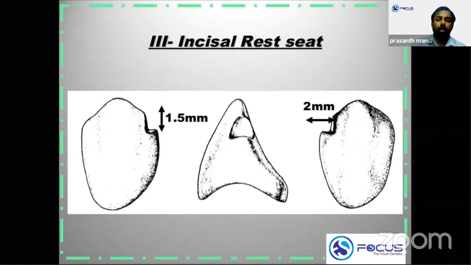Clear? Now coming to incisal rest seat. See, incisal rest seat is placed ideally over the incisors or canines. It will be at the line angles, and it should have a 1.5 mm depth and 2 mm width. Clear? So the depth for lingual rest is also the same, 1.5 mm, and width is 2 to 2.5 mm. Even the depth at the marginal ridge is again 1 to 1.5 mm. That depth should be there for a cast restoration so that it can have structural durability.